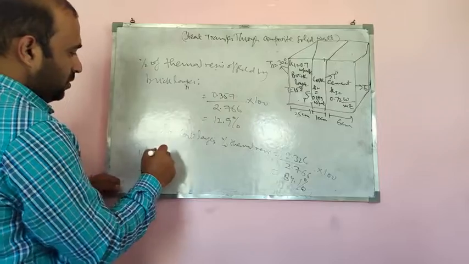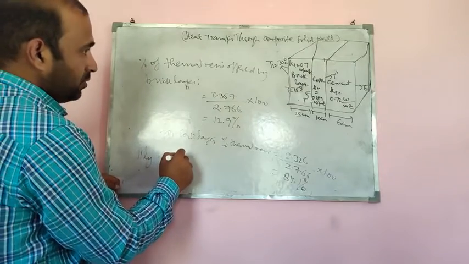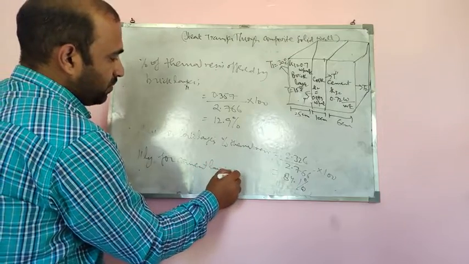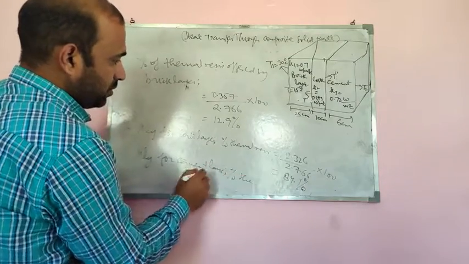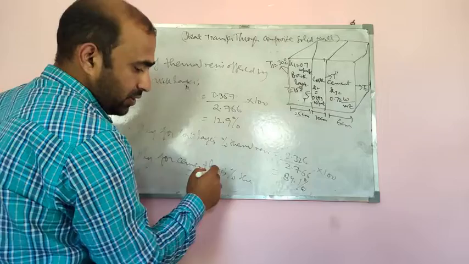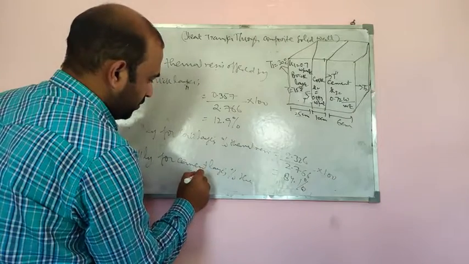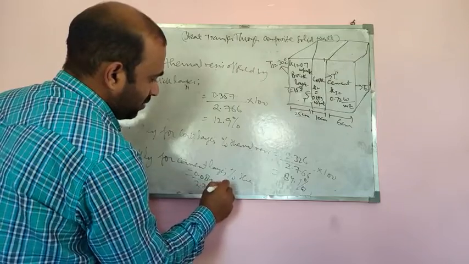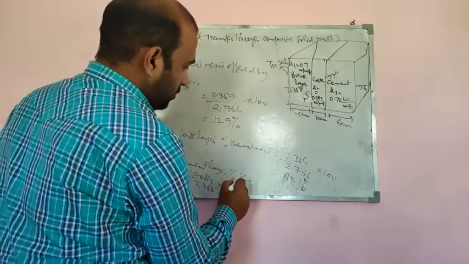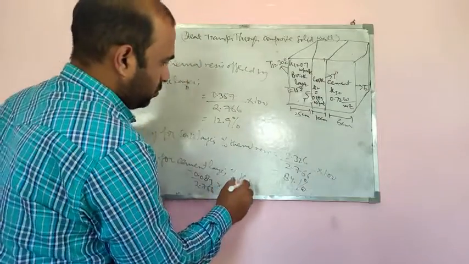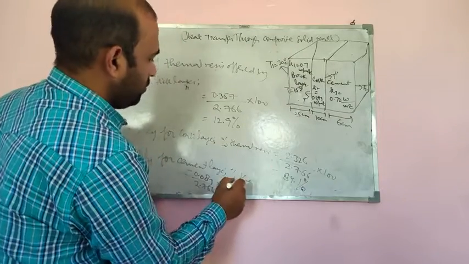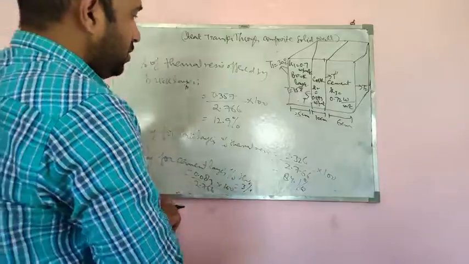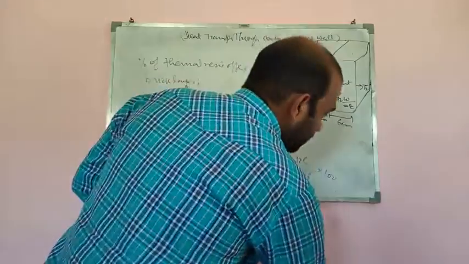Similarly, for the cement layer, that is the inner cement layer, what is the percentage thermal resistance? That will be the thermal resistance of this layer, that is 0.083, divided by 2.766, multiplied by 100. So it will come out to be 3%. So 3% is the thermal resistance offered by this cement layer.